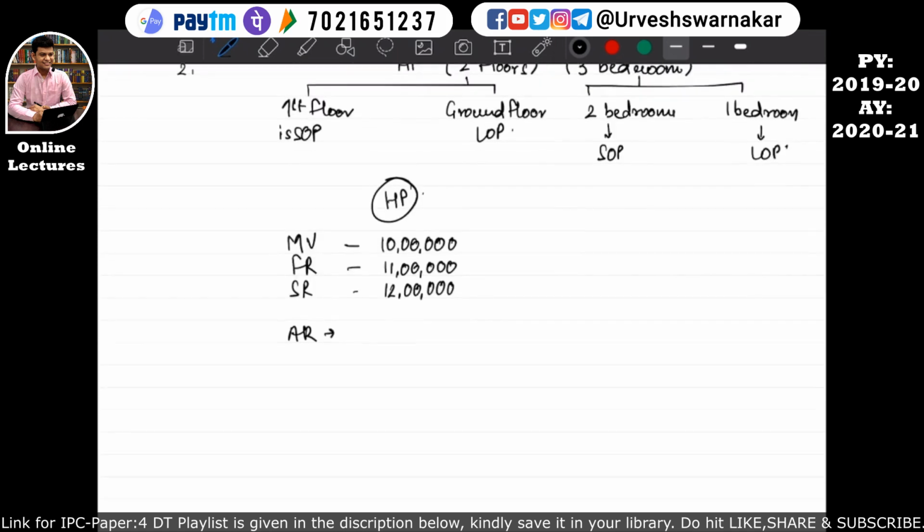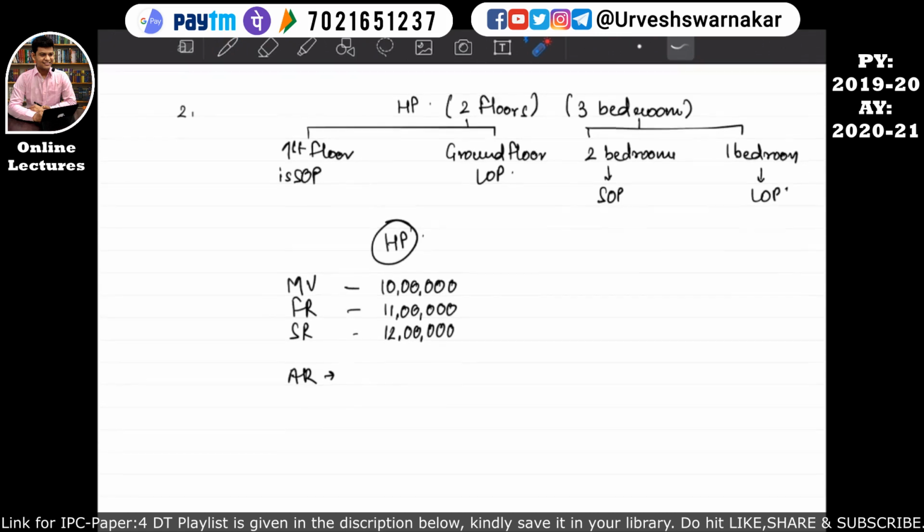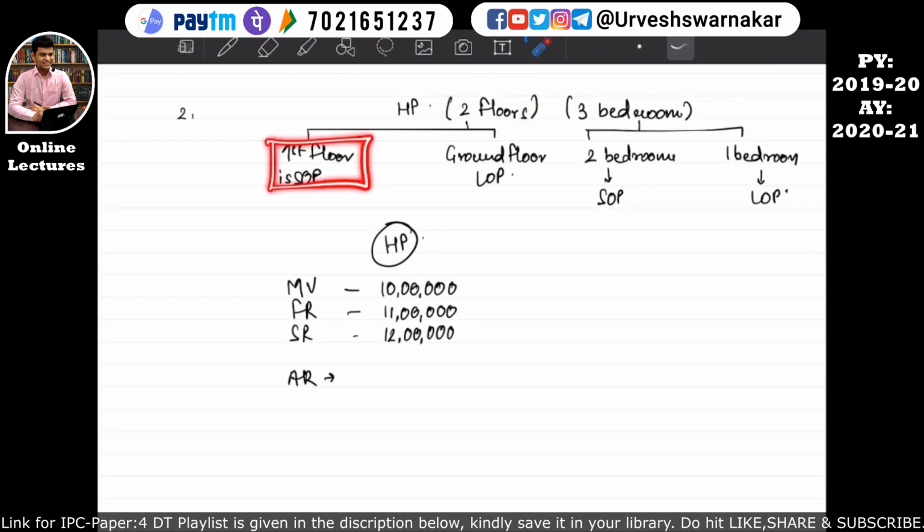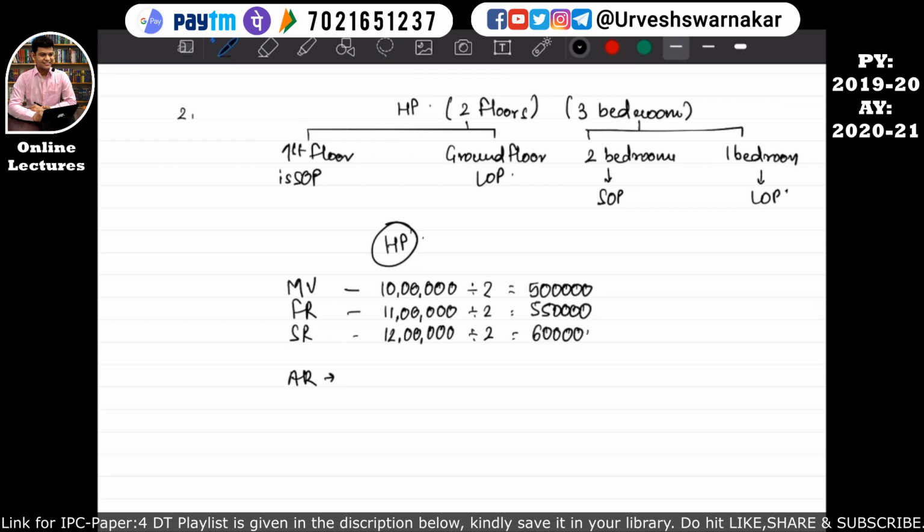So if the house property has 2 floors and there are 2 identical units, that is the first floor and the ground floor, and only the ground floor has been let out, that means half of the property has been let out. So the municipal value, fair rent and standard rent will be divided, whatever the final figure is, say 5 lakh or 5 lakh 50,000, and this 6 lakh is the per annum municipal value, fair rent or standard rent for the ground floor of this house property.